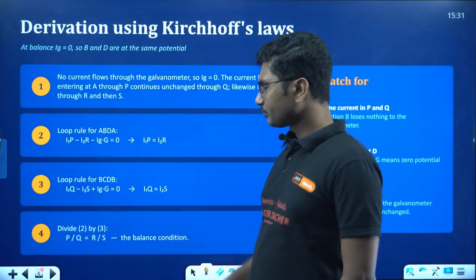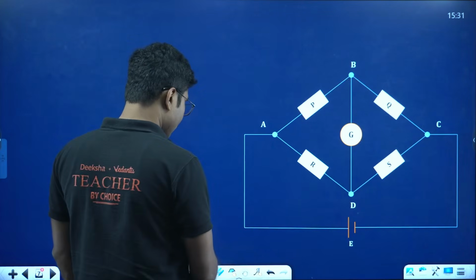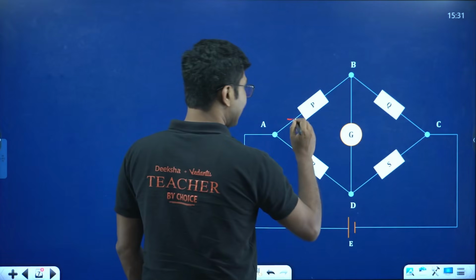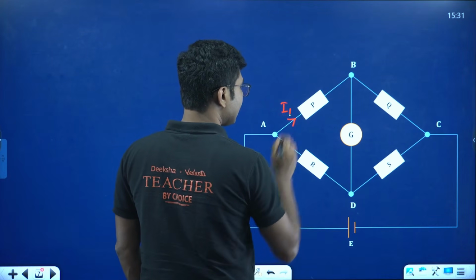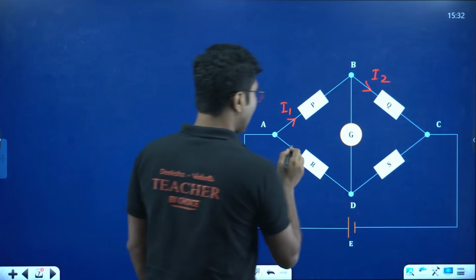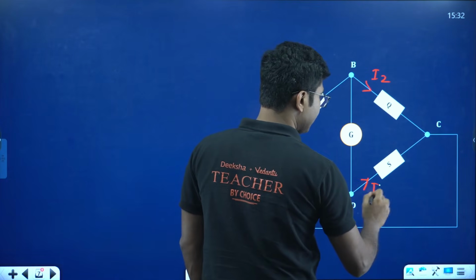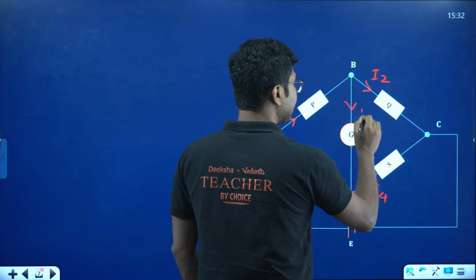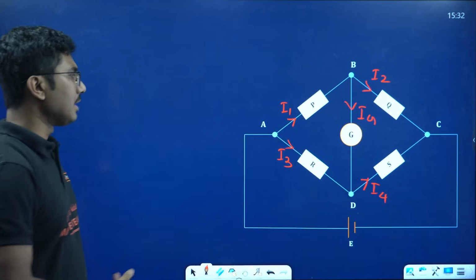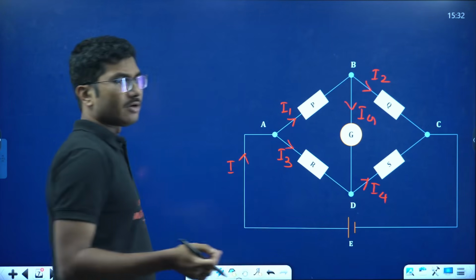While doing the derivation, you need to draw this circuit and show certain things, for example, the currents. Say I1 is the current through this junction, I2 is passing through this, I3 through this, I4 through this, and the galvanometer current IG passes through the galvanometer. This is the structure. You may show the total current as well, but it is not required.